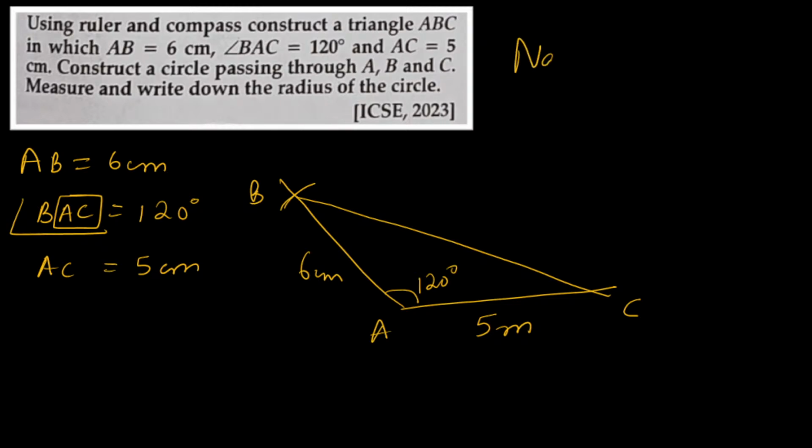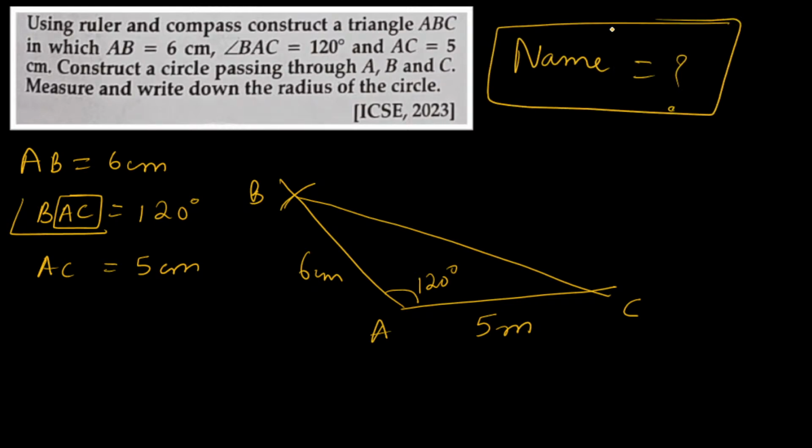What's the name of such a circle? I want you people to tell me what is the name of a circle which is passing through the vertices of a triangle. Vertices means these 3 points ABC. What's the name of the circle? We have done this type of constructions in constructions of circles also.